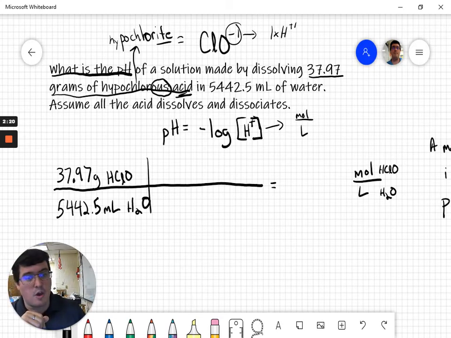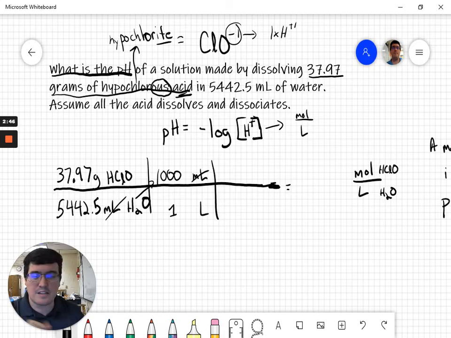So all I've got to do is convert the top to moles and the bottom to liters. So this is going to be a two-step problem. I'm going to extend this step out just a little bit further there. Milliliters goes up top because I'm trying to cancel it out. I'm trying to go to liters. There are 1,000 milliliters in 1 liter. Gone, gone. I'm left with liters on the bottom, and that's what I wanted.